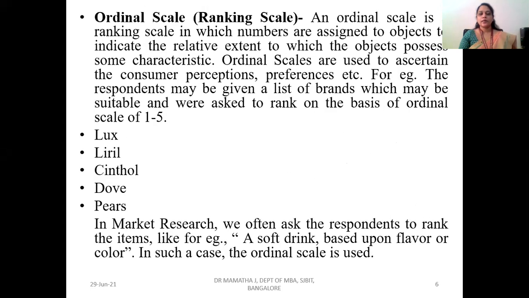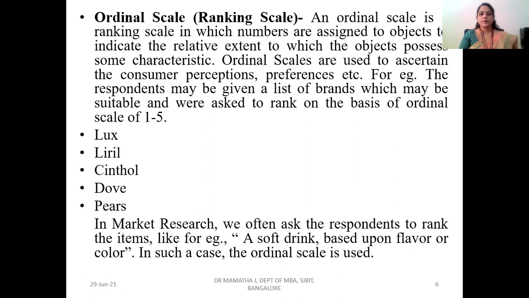Coming to the ordinal scale. This scale is also called a ranking scale. Here the items or options will be ranked based on the consumers' preferences, perceptions, or opinions. Each option will be assigned a number so that, based on customer preferences, they will order or rank these items, and we'll get a rank. We'll get to know which stands first, which stands second, which is in third position, like that.